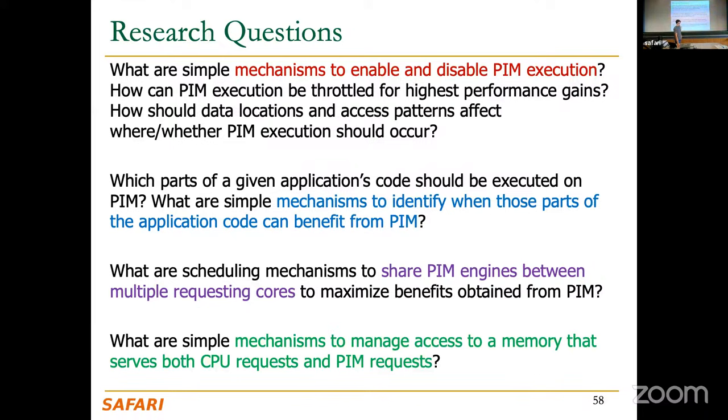Another question: what are simple mechanisms to manage access to a memory that serves both CPU requests and PIM requests? If you have CPU and PIM cores both accessing the same memory space at the same time, how do you arbitrate those accesses, right? That's for sure not a problem in the current UPMEM PIM system, because when the CPU accesses, the DPUs cannot access, and vice versa. But something we mentioned as well is that ideally both could access at the same time, because this way they can have more fine-grained collaboration. Or we could simply write data from the CPU while the DPU is performing computation. So in a future PIM system, those are answers that we will have to look for. Okay, questions?